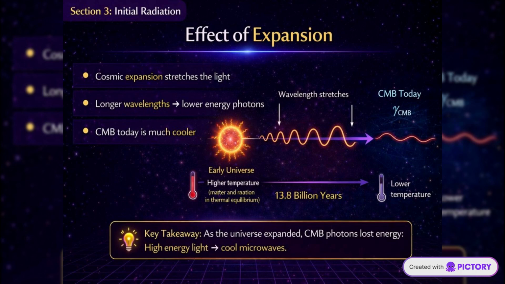As the universe expanded, the wavelength of light stretched. This process is called redshift. As wavelength increases, photon energy decreases. This is why the CMB today is much cooler than in the early universe.